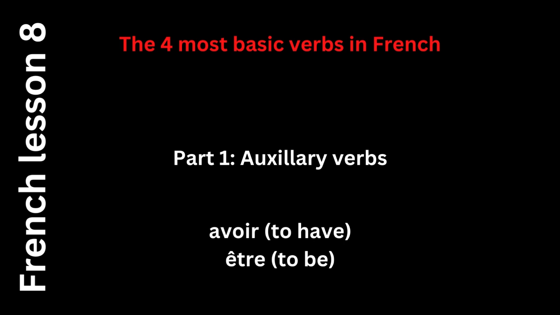Today we want to look at the four most basic verbs in French. So our French lesson 8 will be in two parts. This is part 1 of the French lesson 8 and we are looking at auxiliary verbs. Auxiliary verbs in English are two. One of them is to have and to be.